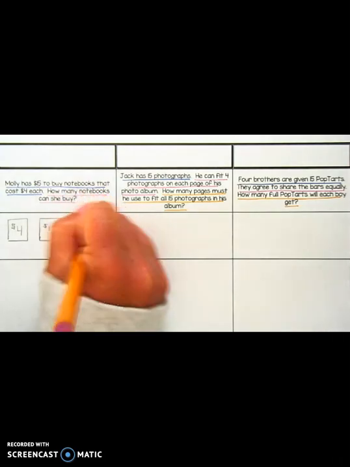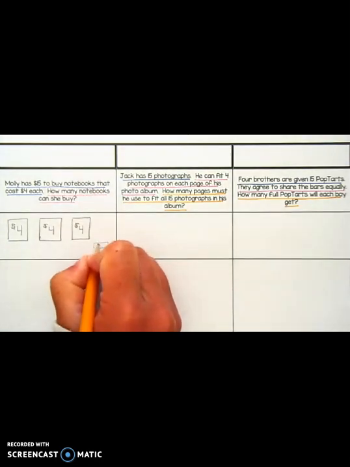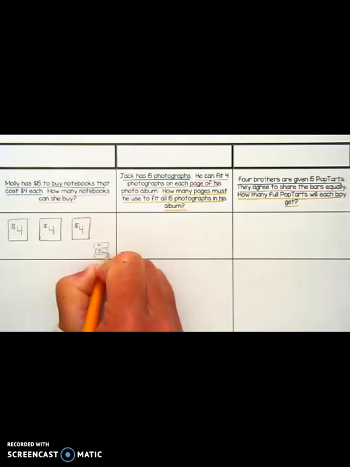Then if she picks up a third notebook, that costs $4. Altogether, that would be $12. So far, she's still within her 15. But if I tried to buy another notebook, that would make $16. Molly doesn't have that much money. So she really just has $3 left. So I'm going to draw three little dollar bills here. That wouldn't be enough money to buy another notebook. So that's a picture of what's going on.